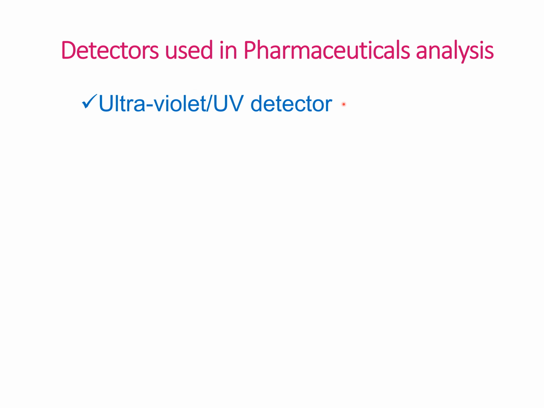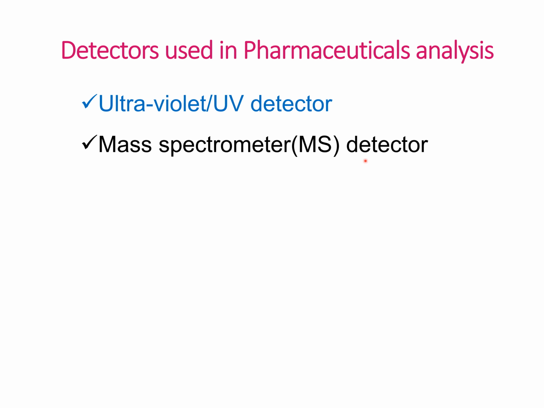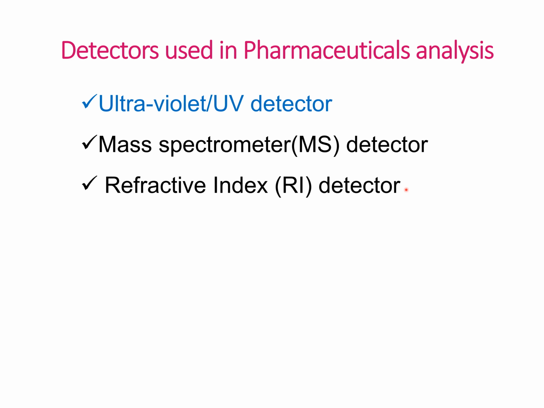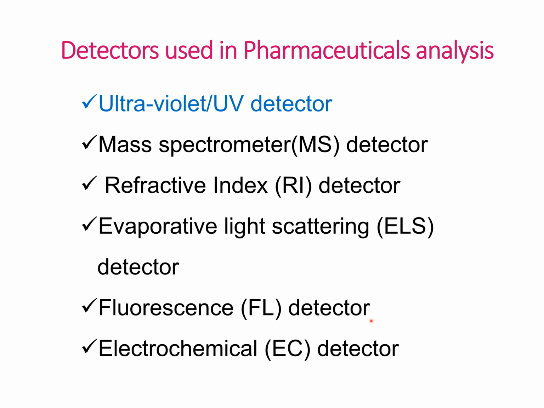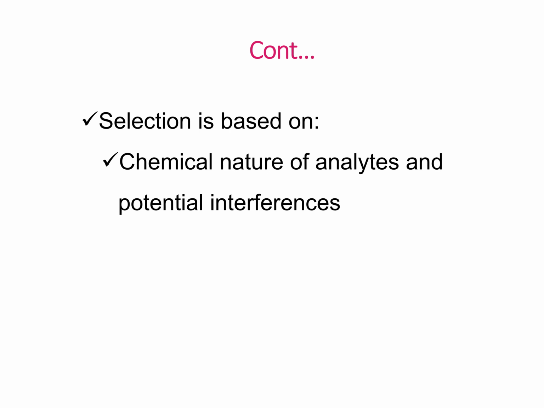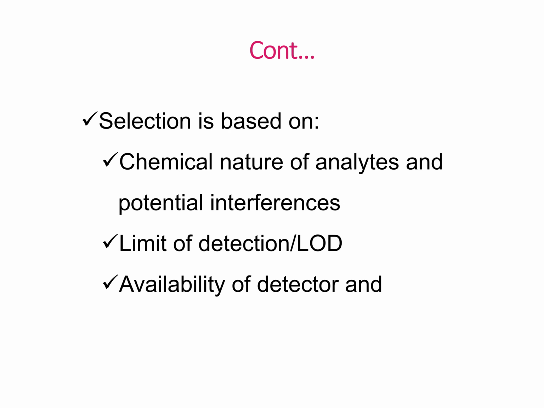Following detectors are used in pharmaceutical industry: ultraviolet, that is UV detector; mass spectrophotometer, that is MS detector; refractive index, that is RI detector; evaporating light scattering, that is ELS detector; fluorescence, that is FL detector; electrochemical, that is EC detector. Criteria for selecting detectors. Selection is based on chemical nature of the analytes and impurity present in the molecule, limit of detection, that is LOD, availability of detector, and cost of the detector.